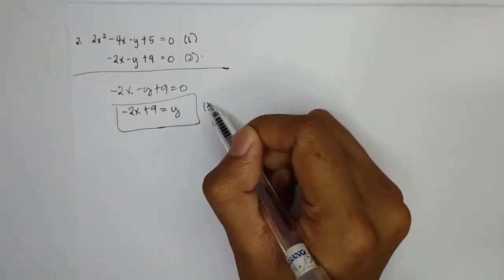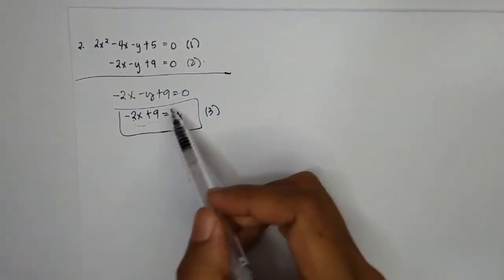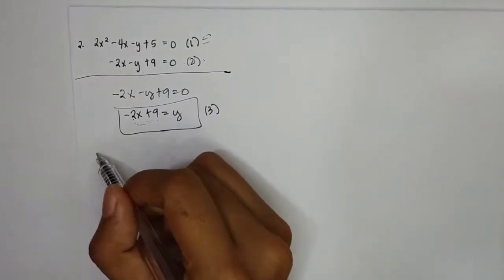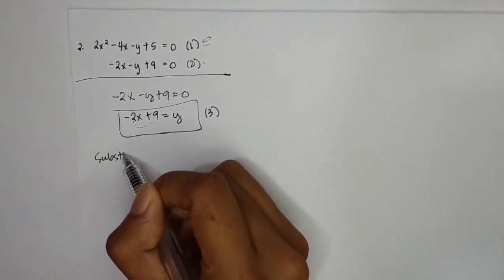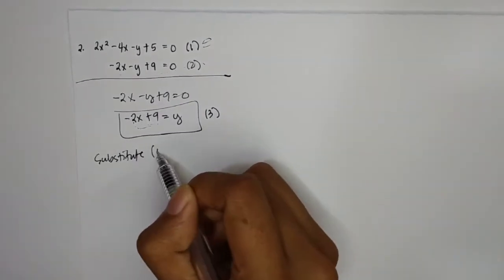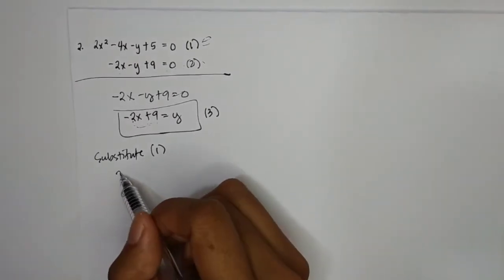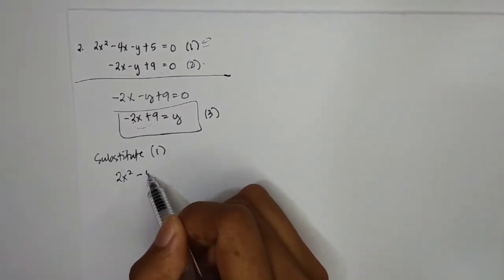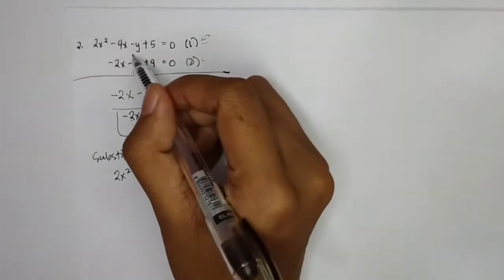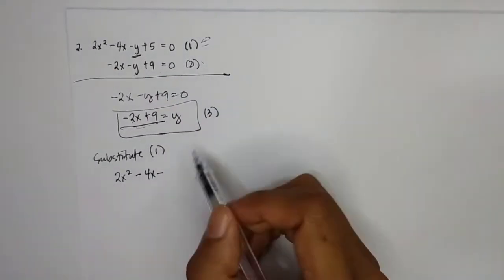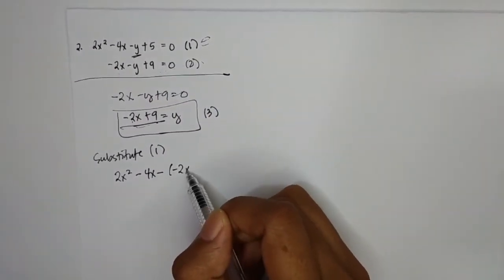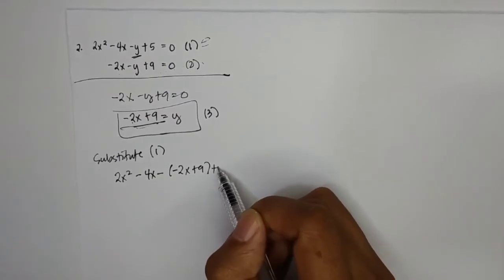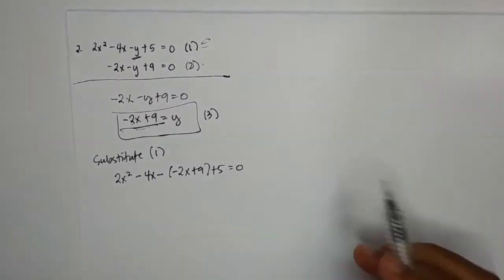So let's call this equation 3. So let's substitute this one sa first equation natin. Substitute natin siya sa first equation. So this will be now 2x squared minus 4x minus, okay, ano yung value ng y? Ito yung gagamitin natin. Minus 2x plus 9 plus 5 is equal to 0.